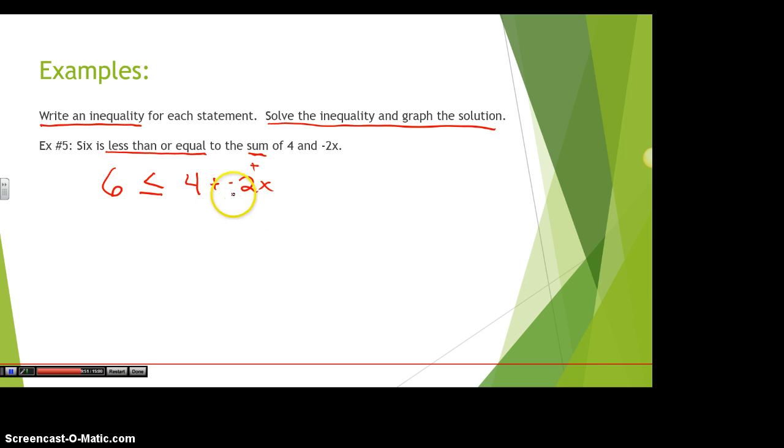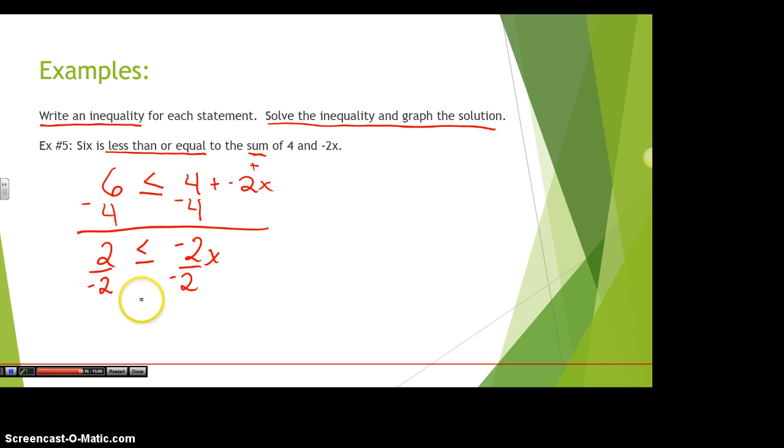So now what I need to do, I do want to get that x all by itself on the right side. So I'm going to subtract 4 first from each side. 6 minus 4 is going to give me 2, which is less than or equal to negative 2x. I'll divide each side by negative 2. Here we're dividing by a negative value, so we do need to flip that inequality sign to be greater than or equal to. So we have negative 1 is greater than or equal to x.